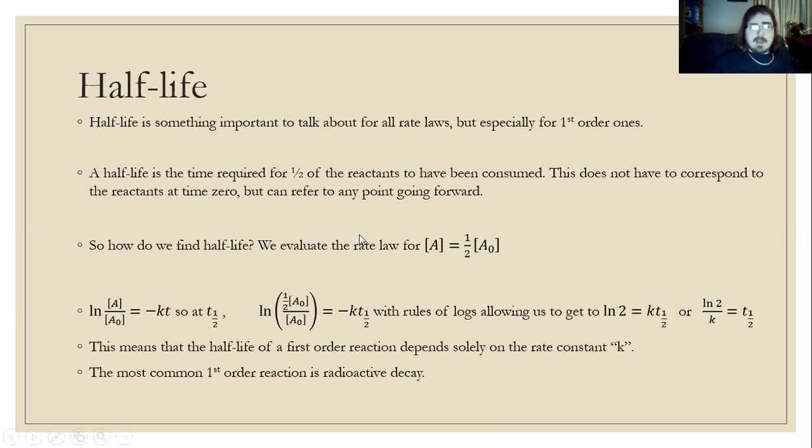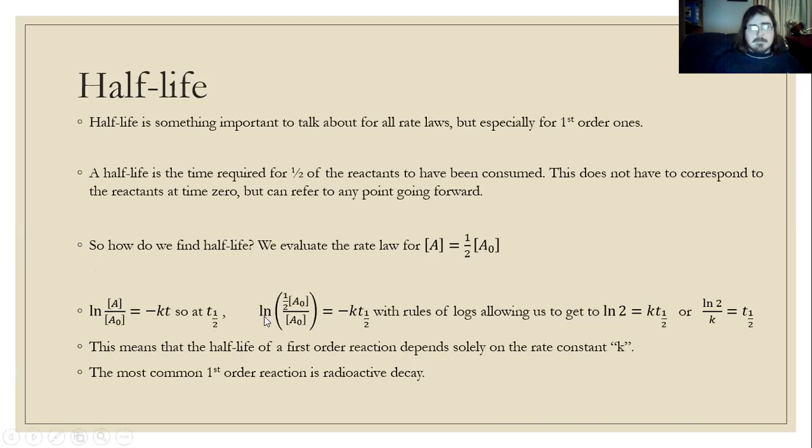So how do we find the half-life? Because of how we're defining half-life, the concentration at half-life is defined as 1/2 of A sub 0. So if I plug 1/2 of A sub 0 in for A, we get ln 1/2 equals negative k t at time 1/2.